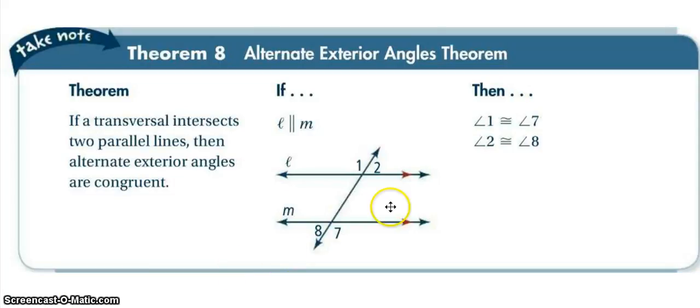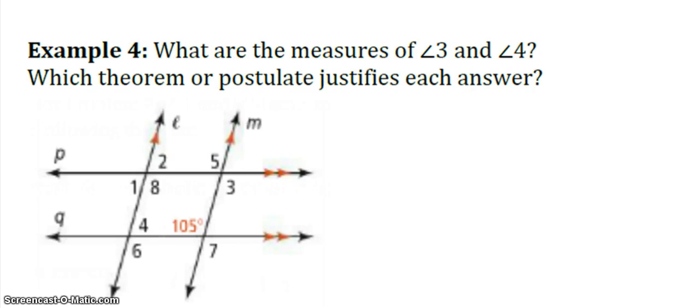So then we have theorem 8 based off of that. Angle 1 and angle 7 would be congruent, and angle 2 and angle 8 would be congruent. We can use that here in example 4 to find out the angles 3 and 4 measures. So go ahead and figure out what is angle 3 and what is angle 4.